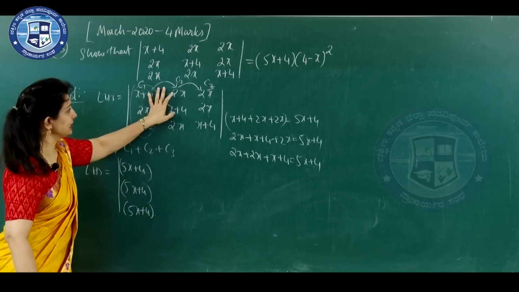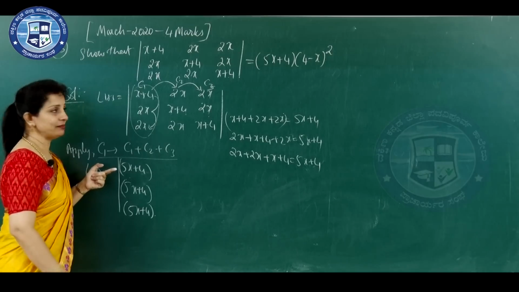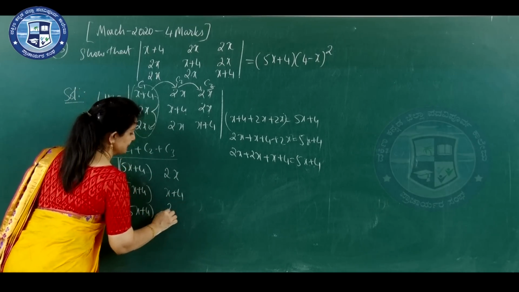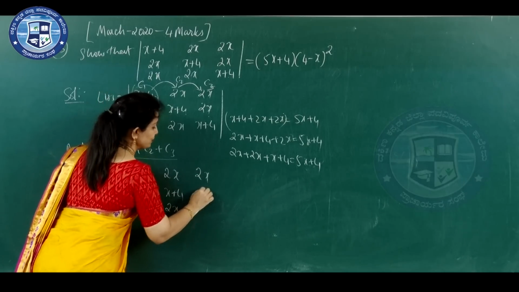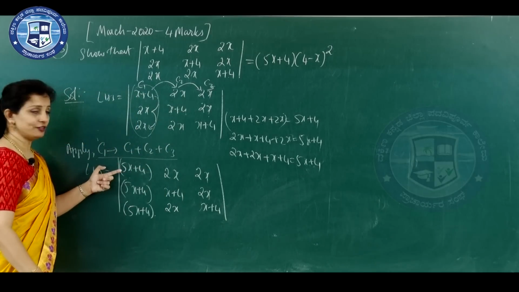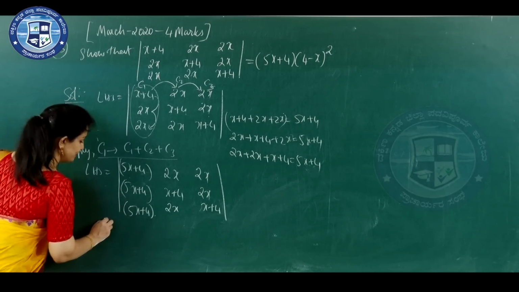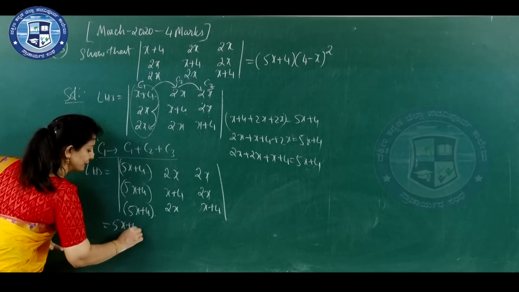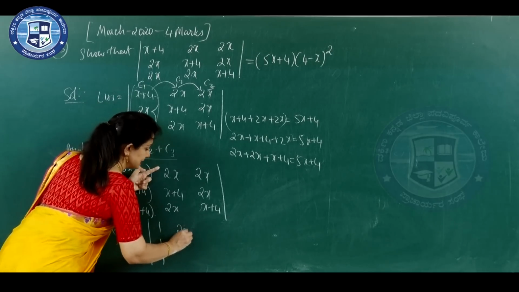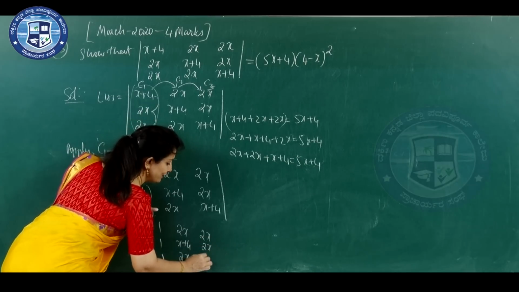Okay. Now, the second and third column elements remain the same. We are changing only first column elements. So, second column elements 2x, x plus 4, 2x. Third column elements 2x, 2x, x plus 4. Observe that in the first column 5x plus 4 is a common factor. So, it can be taken out: 5x plus 4 into first column elements are 1, 1, 1, 2x, x plus 4, 2x, 2x, 2x, x plus 4.